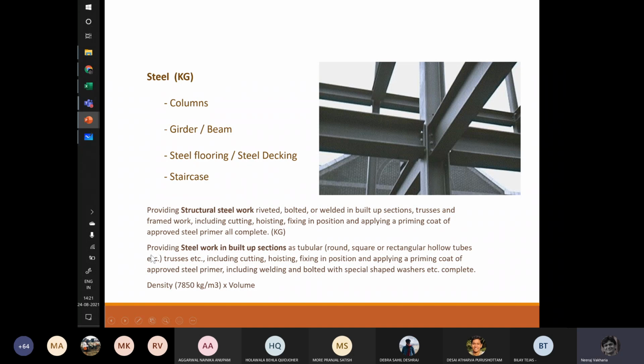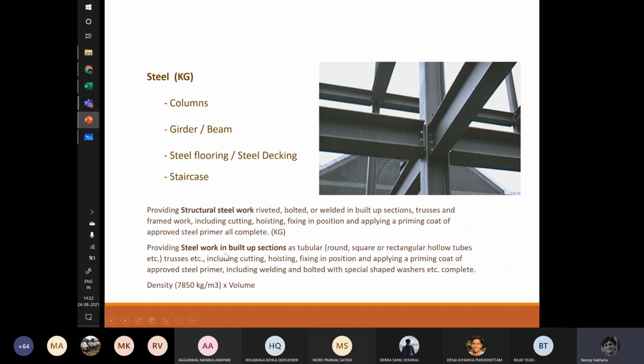Okay. Then another specification which might be used is for regular tubular sections, if you are using hollow tube or hollow rectangle or hollow square. Generally, these are used for staircases or railing or something like that. Okay, for that we use it.